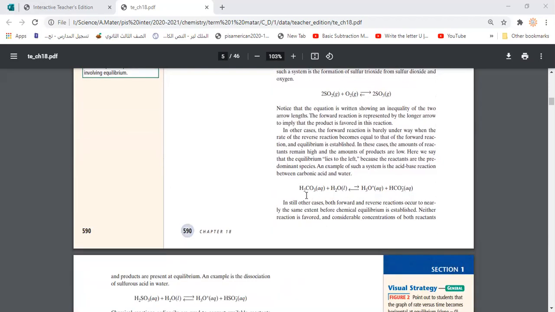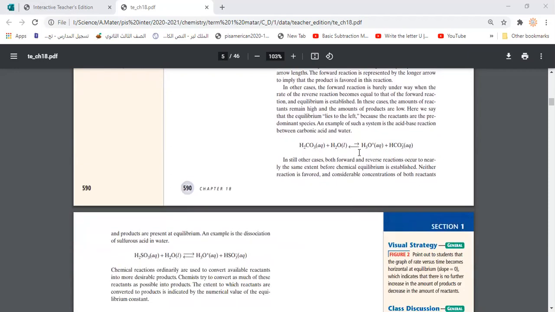Here, the carbonic acid H2CO3 reacts or dissociates in water, and it breaks down into hydronium ion and the bicarbonate polyatomic ion. Actually, once the bicarbonate ion and the hydronium ion are formed, they easily react together and produce carbonic acid and water.